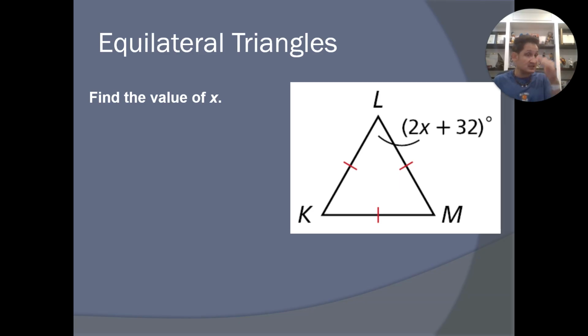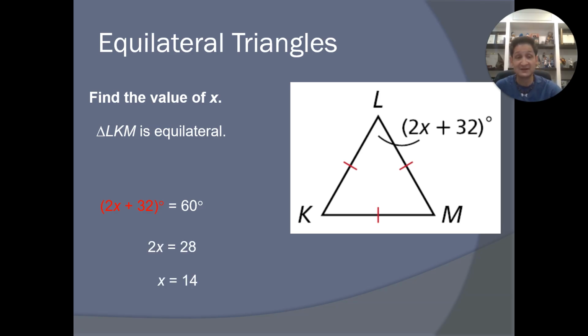But it's an equilateral triangle. Aha! Also an equiangular triangle. So all the angles are the same. And because there's three angles and you just do 180 divided by 3, all the angles equal 60. So that expression right here, you just set it equal to 60. That's all you do. Solve for x. And in this case, I asked you to solve for x, so you're literally done.